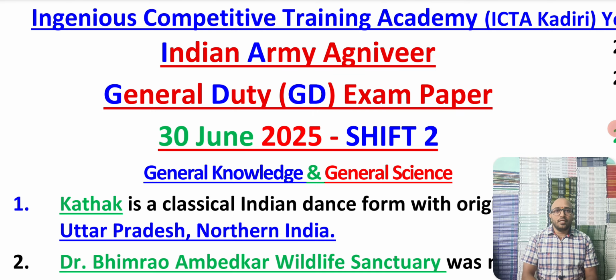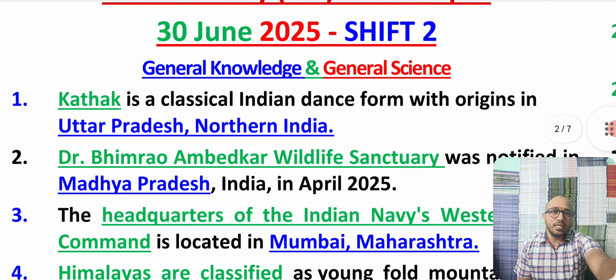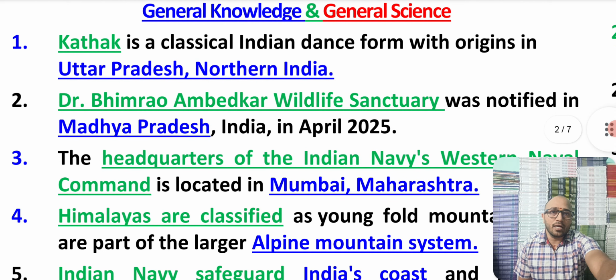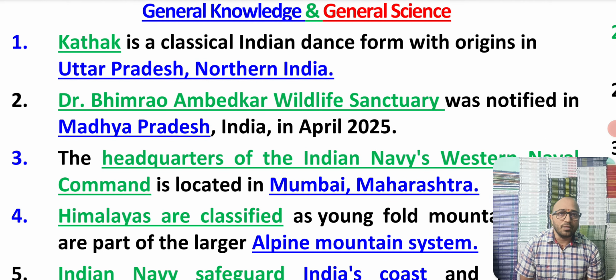So let us jump into the shift 2 question papers. Initially we have general knowledge and general science. Kathak dance, we know, originated from Uttar Pradesh, in northern India. And we have Dr. Bhimrao Ambedkar. You should know BR means Bhimrao Ambedkar Wildlife Sanctuary, which is located in Madhya Pradesh. That was the question which was asked.